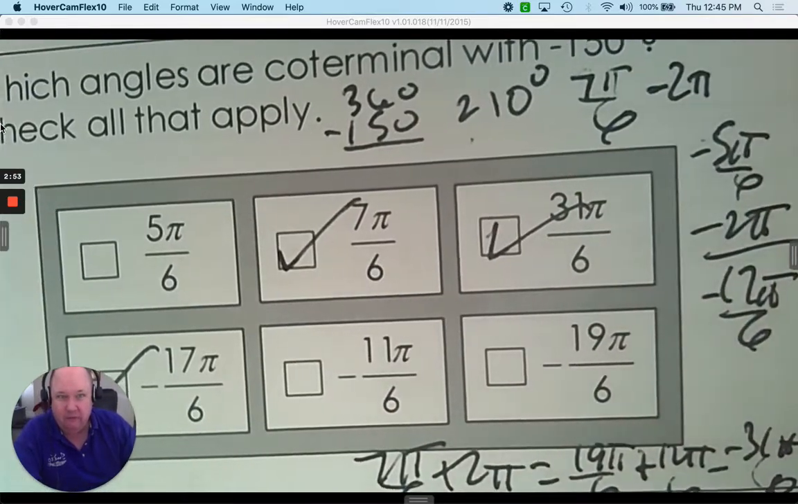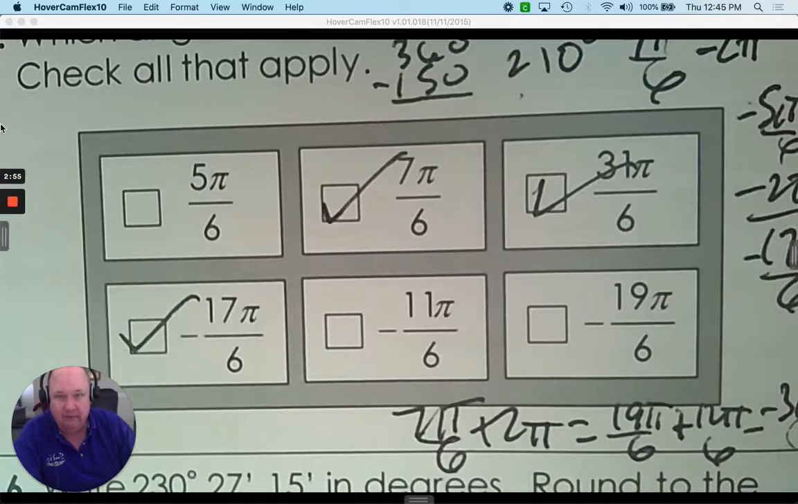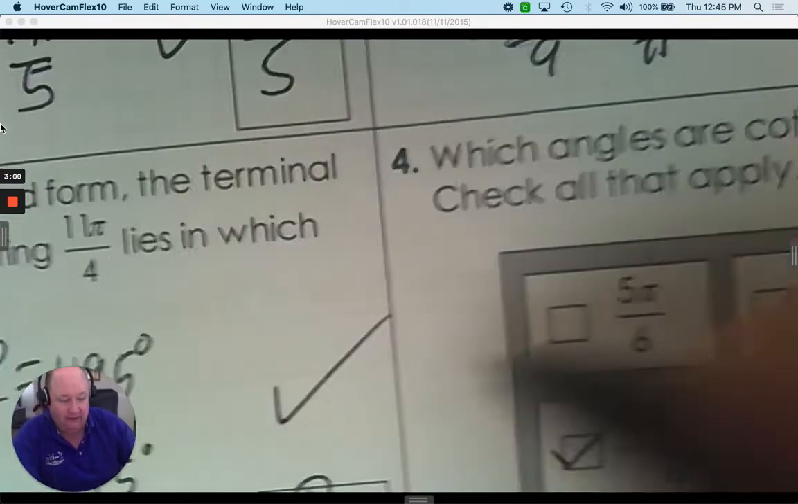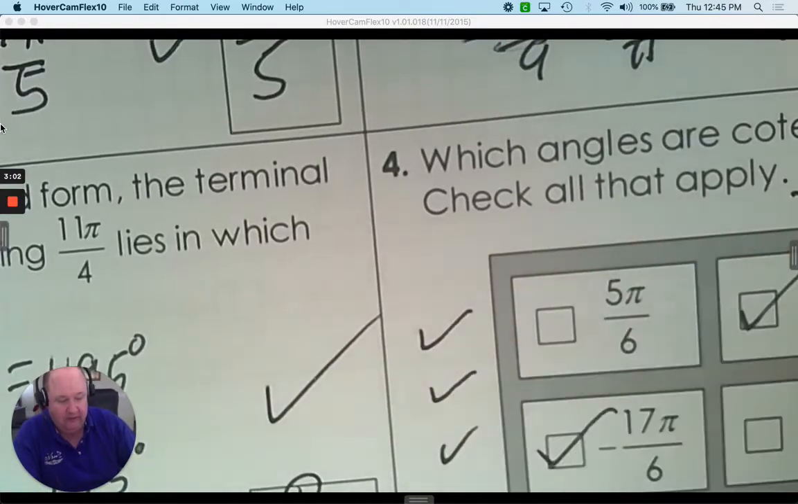So those three are coterminal. They share the same terminal point if you graph them, the same terminal side, as negative 150. So that definitely was a challenge. If you got all three right, that'd be like 3 check marks there.